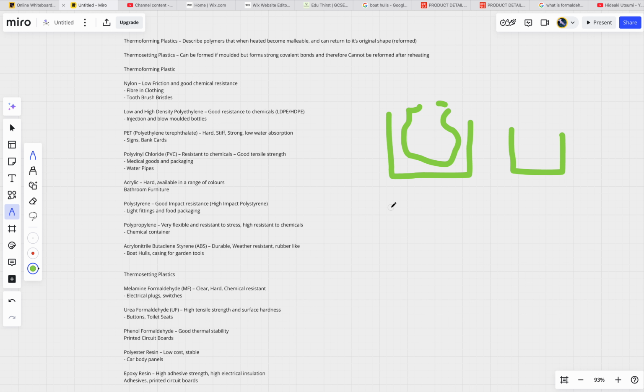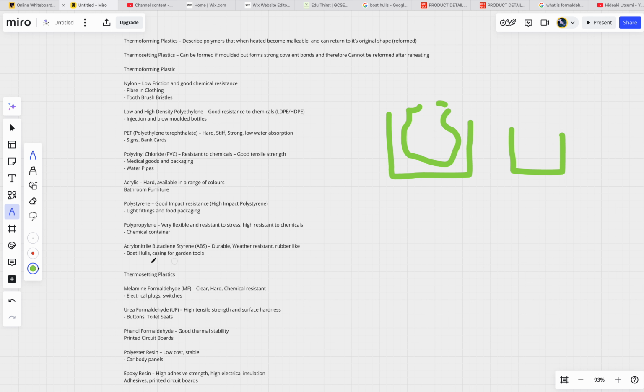And you also got polypropylene, which is quite flexible, resistant to stress, and therefore it is used in chemical containers. And then you also have ABS, which is quite durable, weather resistant, and it is also quite rubber-like, so you can use it for boathouse or casing for garden tools.